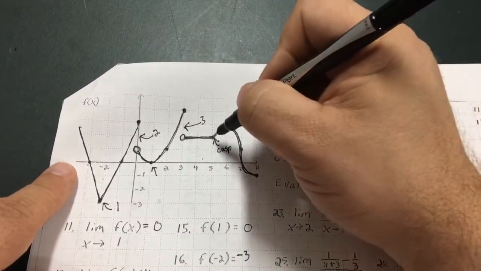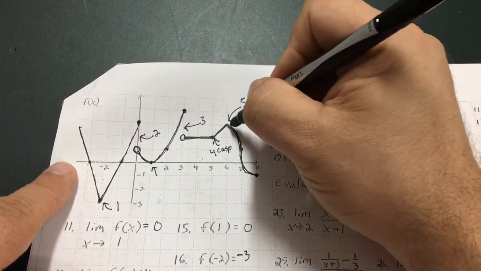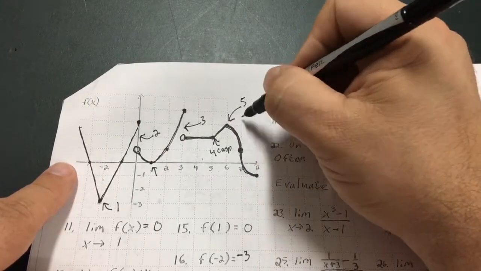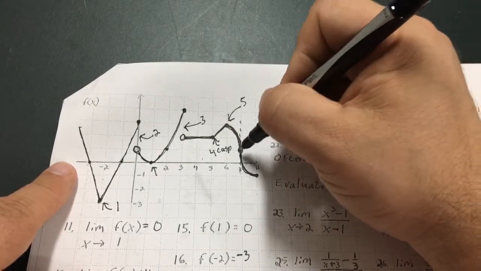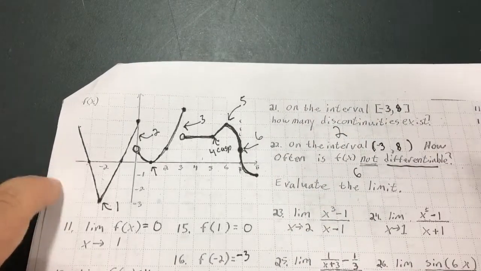Before we said that's a cusp, and it's not differentiable at a cusp. So that's number 4. This is another cusp. So that's 5. And the strange spot here, where it has a point of inflection, where the derivative is actually vertical, it's not differentiable there either. So there are 6 spots where it's not differentiable.